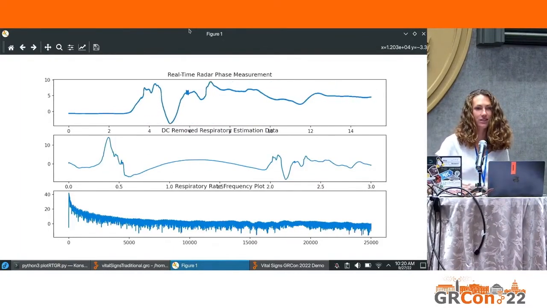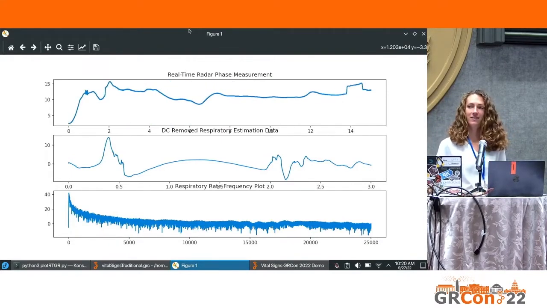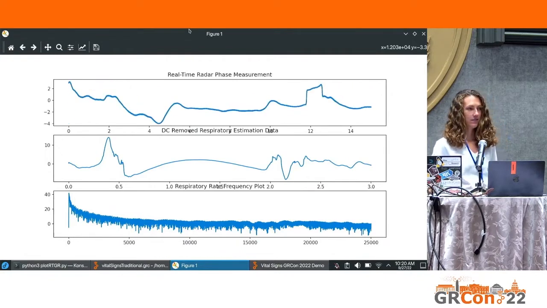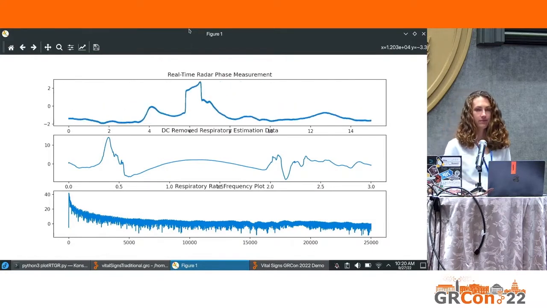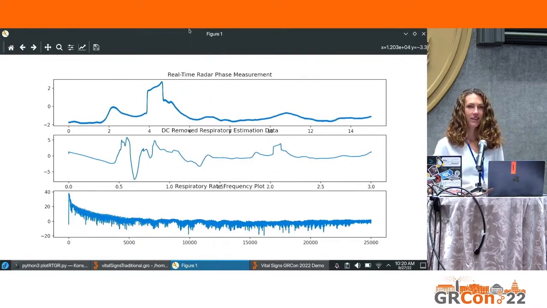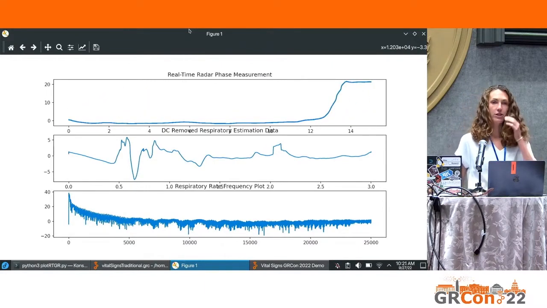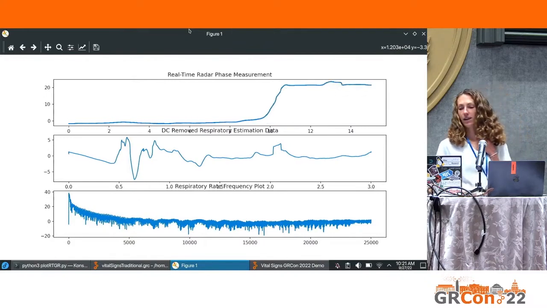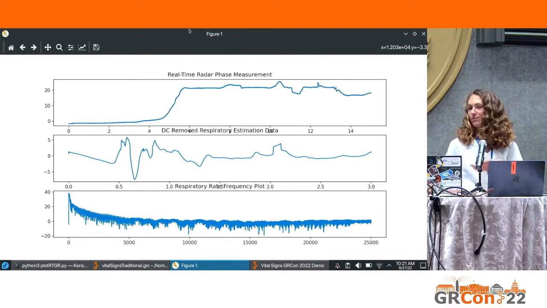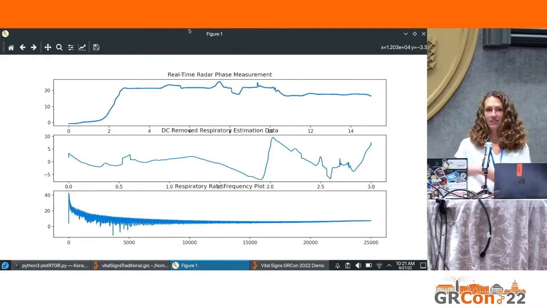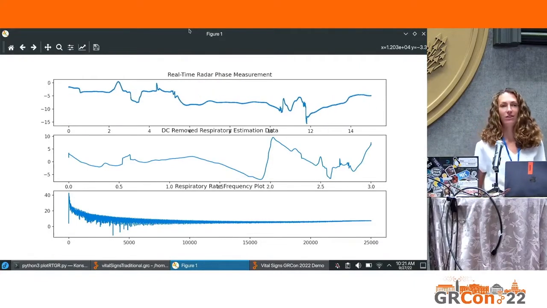Does anybody have any questions? Hi, I have two questions. The first one is, why did you choose 4 gigahertz? Why did I choose 4 gigahertz? The main reason is that that's what worked best with the antennas, and it's about as high as we could comfortably go with the software-defined radio that we used.